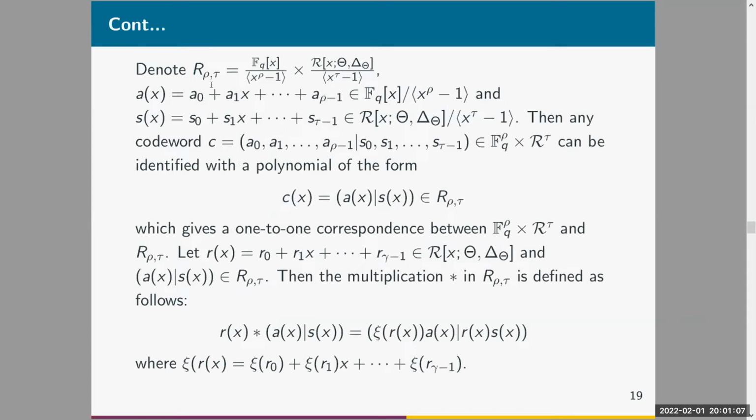Now we consider this ring R rho tau defined as FQX modulo ideal generated by f to the power rho minus 1 and Rs theta delta theta f to the power tau minus 1. Now we consider two polynomials Ax in this ring and Sx in this ring. Now we identify this code word in this ring FQ rho R tau with the polynomial of this form. Cx is equal to Ax, Sx belongs to R rho tau. Then the multiplication is star in R rho tau is defined as follows: Rx star Ax Sx is equal to xi Rx Ax Rx Sx.